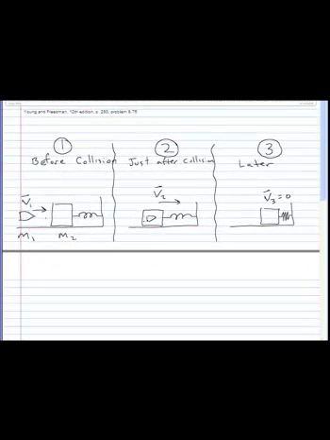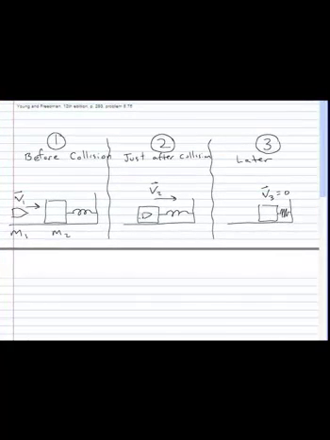This is a classic ballistic pendulum problem. We've got a bullet moving towards a block. The block is sitting on a frictionless surface, and it's attached to a spring. The bullet embeds itself into the block, and at some later time, the block comes to rest and the spring is at its maximum compression.